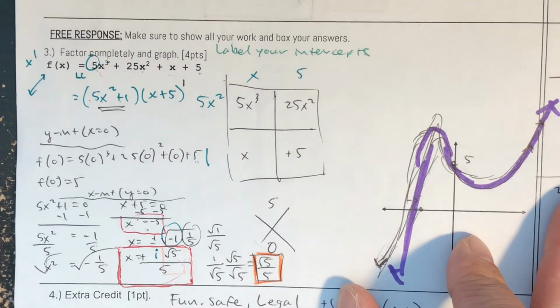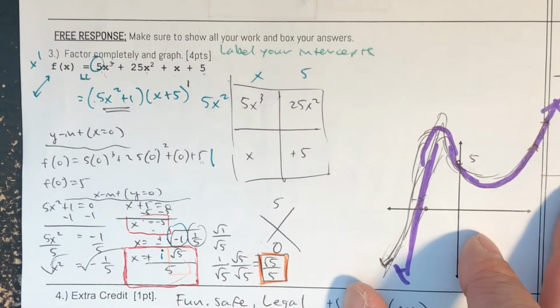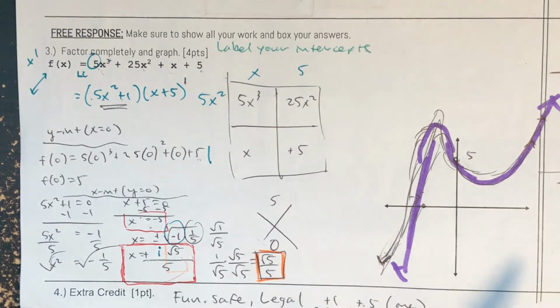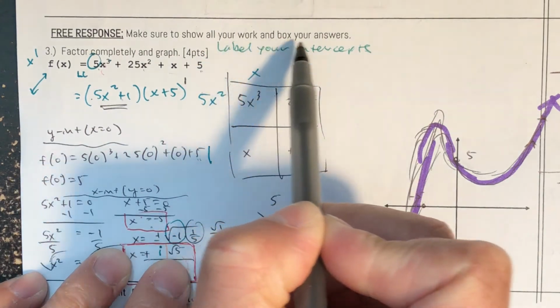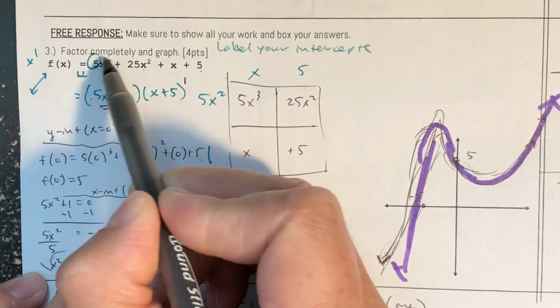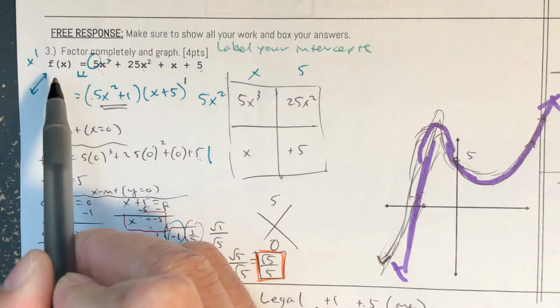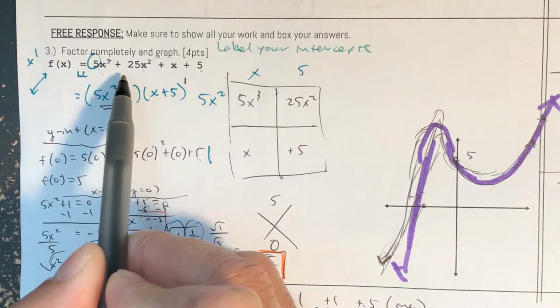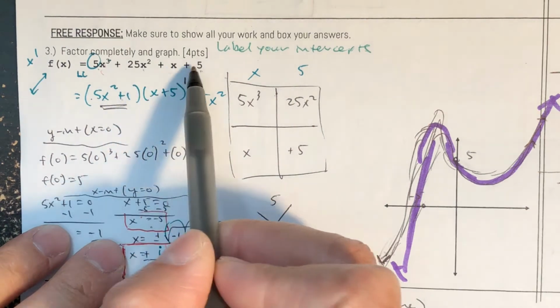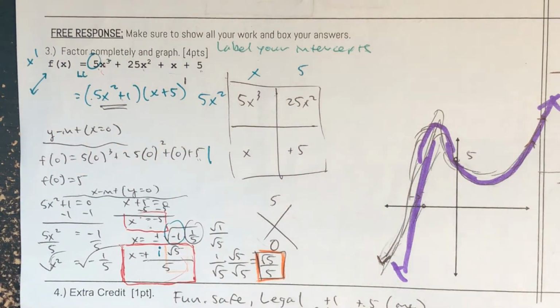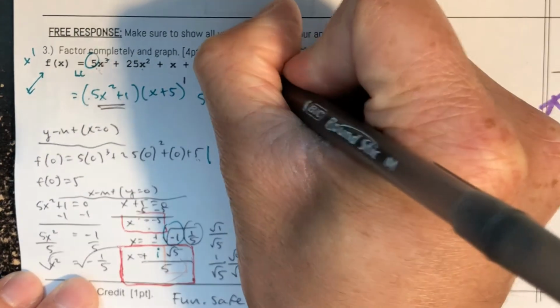Question number 3 was free response. Make sure to show all your work and box your answers. Factor completely and graph, and then I told you guys to also label your intercepts. So you're given standard form, f of x equals 5x cubed plus 25x squared plus x plus 5. And you have 4 terms there. So you're going to factor by grouping.